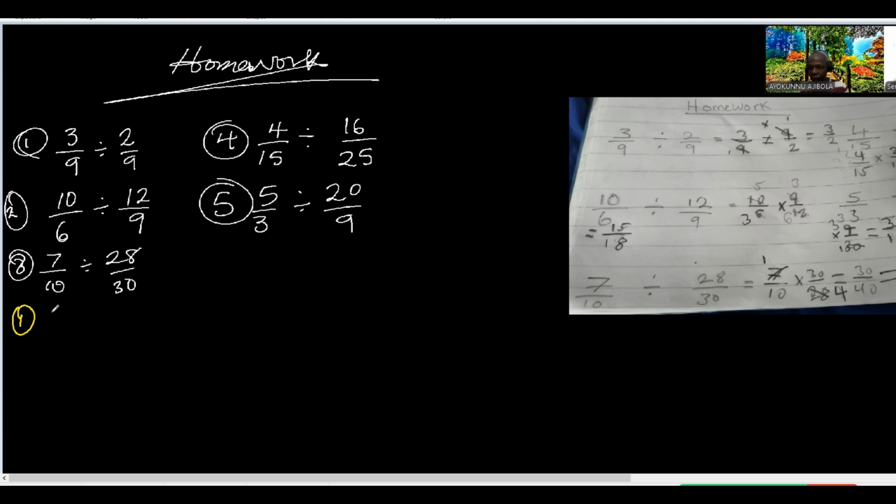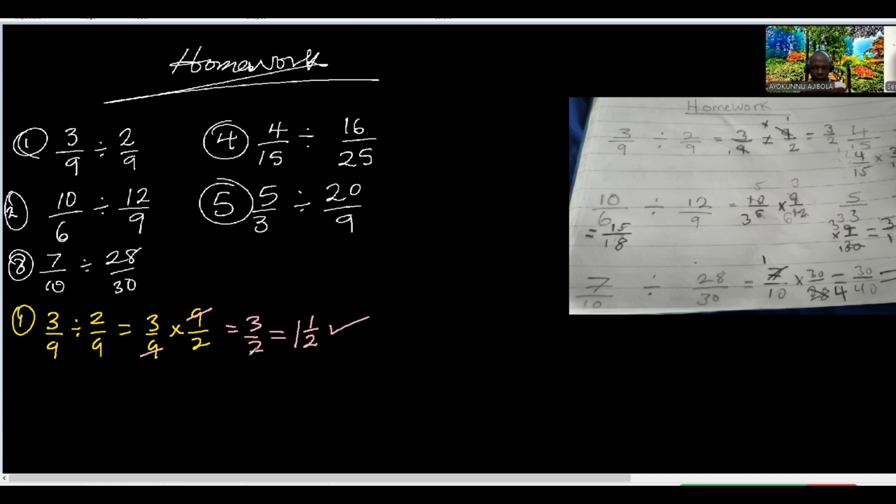All right. So 3 over 9 divided by 2 over 9 simply gives us 3 over 9 times 9 over 2. And you already know that you can divide through this. Then this gives me 3 over 2. But is this proper fraction or improper fraction? Improper fraction. So always turn it to proper fraction, like mixed number. Is that clear?